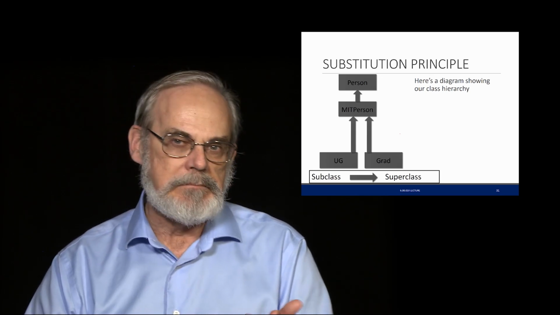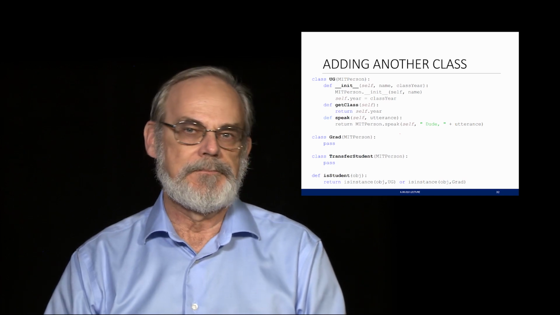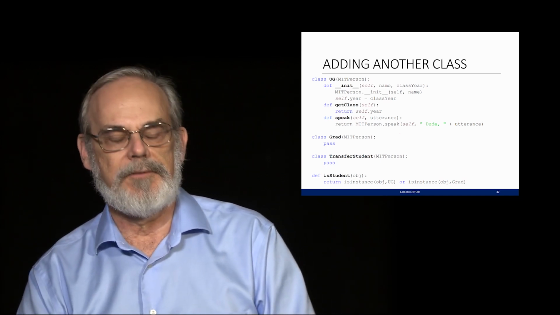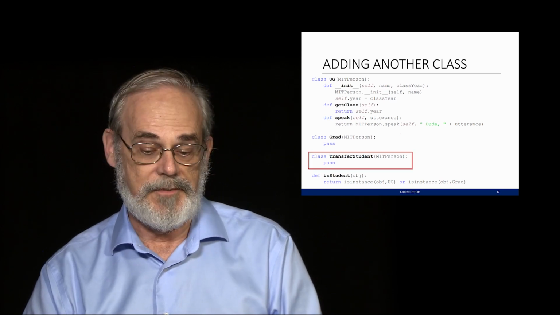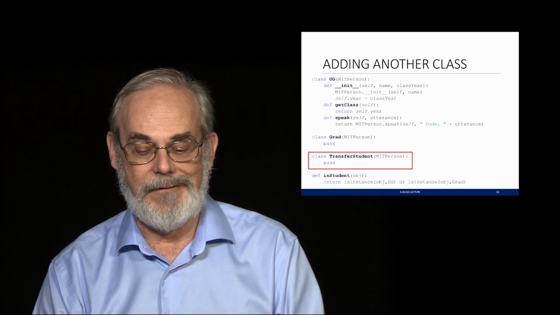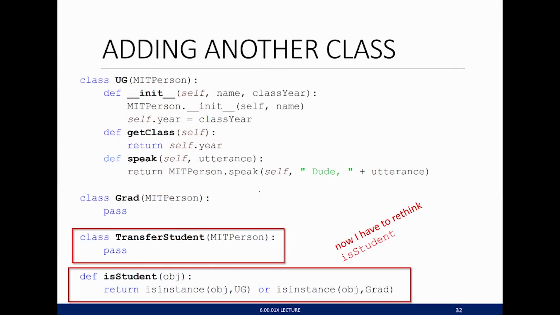Having built that, I now realize there's another kind of student. A transfer student, somebody that comes to MIT after a year of being somewhere else. So I'd like to add a new class to my hierarchy. I could certainly do it right there. But now I have a problem. I have to rethink isStudent. Remember, for isStudent, I would simply say, see if it's an instance of an undergrad or grad student. I need to change that.